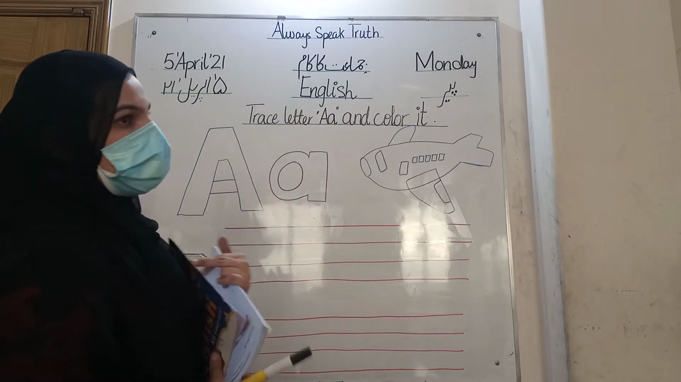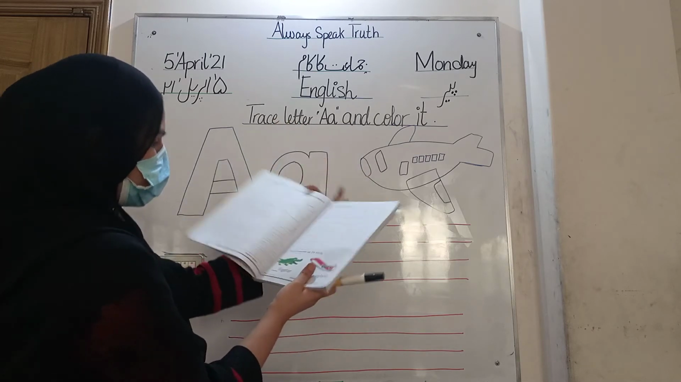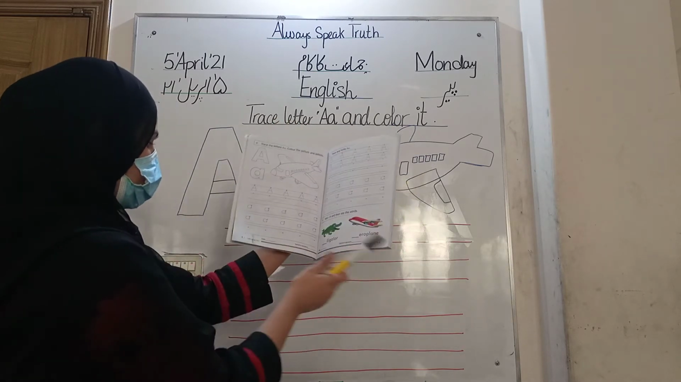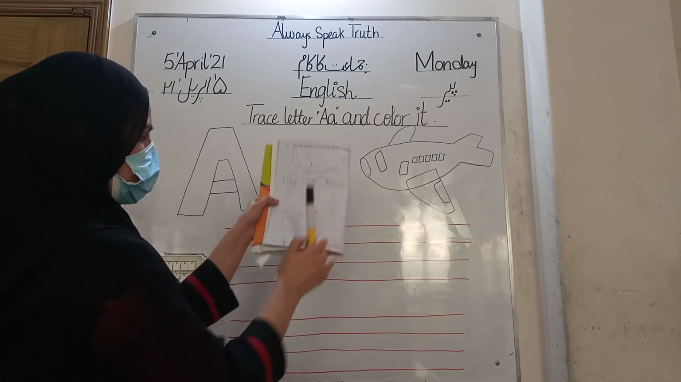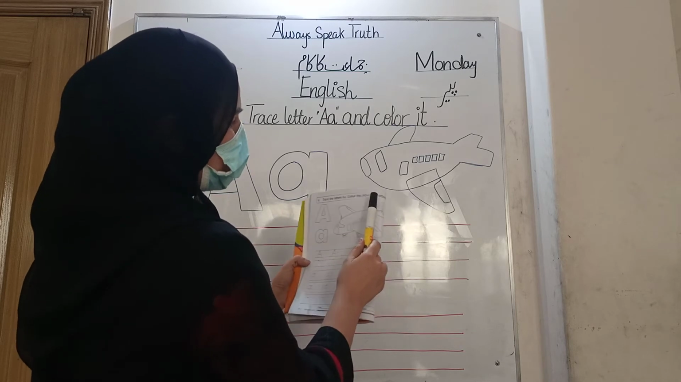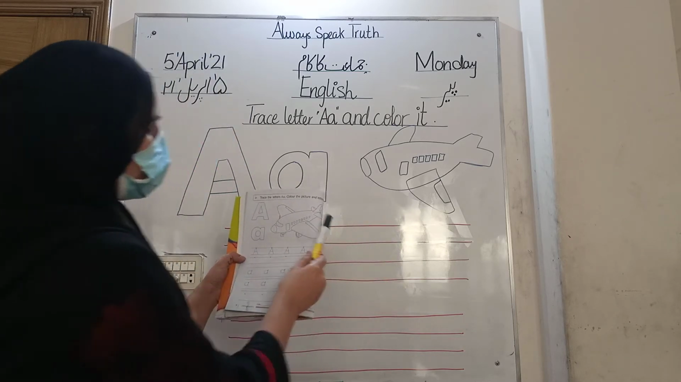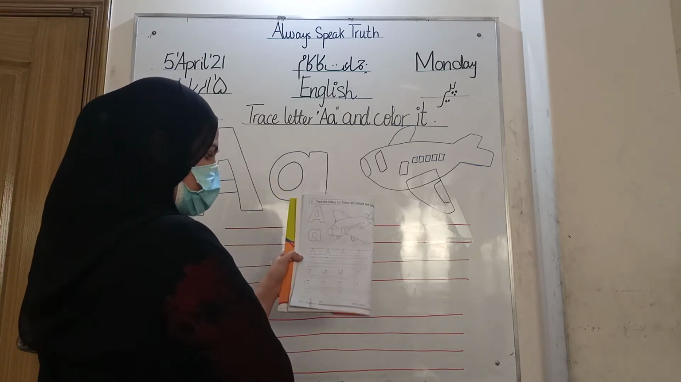So everyone take out your English book, English KG1 nursery book, and open page number 8. Today we are doing English page number 8. Place the letter A, color the picture and letters. Okay, so everyone take out your pencil and color.